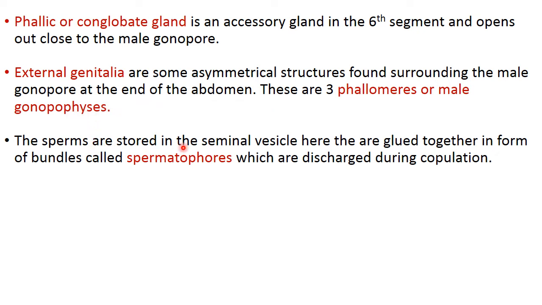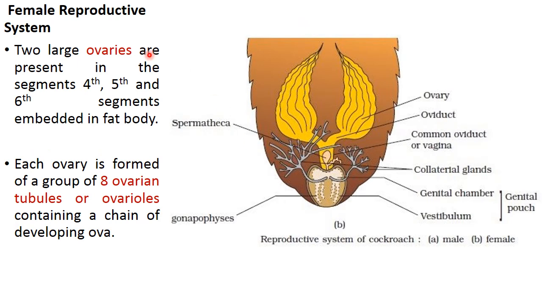Where will the sperm be stored? In the seminal vesicle, and here they are glued together in the form of bundles called spermatophores, which are discharged during copulation. Coming to the female reproductive system, there are 2 large ovaries, as you can see here. These are the 2 large ovaries present in the 4th, 5th and 6th segment, embedded in the body fat.